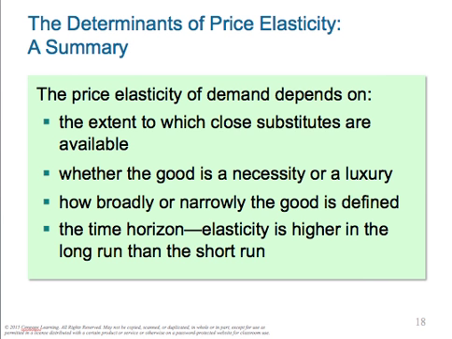So, the determinants of price elasticity, a summary. Again, this is just overall price elasticity. Price elasticity of demand depends on the extent to which close substitutes are available. Are there alternatives? If there are alternatives, price elasticity is going to be higher. There's going to be more movement in quantity demanded when a price changes. Whether the good is a necessity or luxury, necessity is pretty much going to stay the same. Quantity demanded for a luxury can vary widely given the price change.